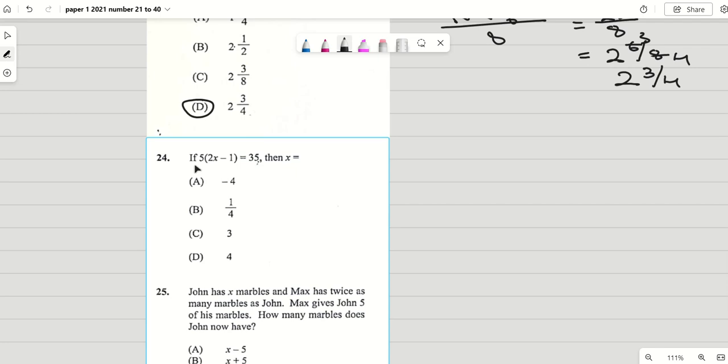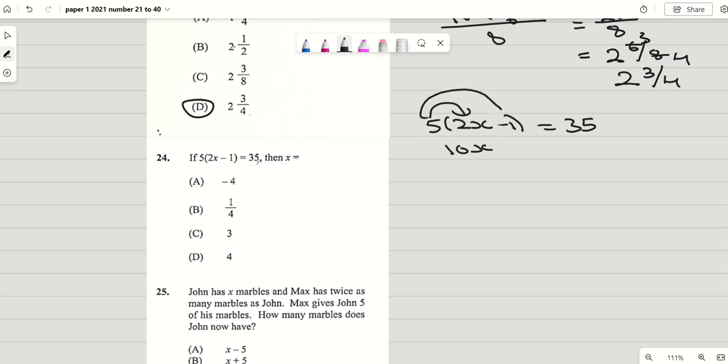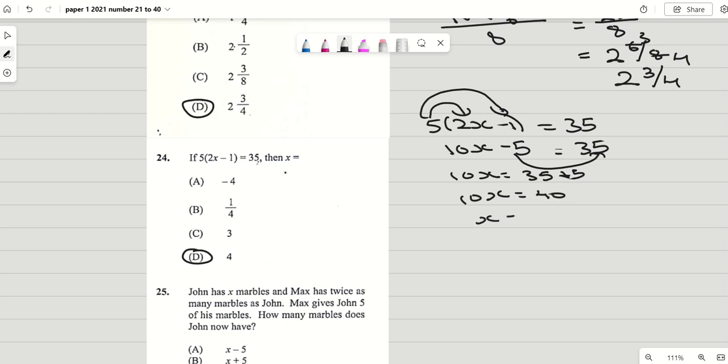Right, this question, here's a repeat question, right? But let's solve it. They said 5 by 2x minus 1 is equals to 35. Solve for x. So first off, 5 by 2 is 10x, and 5 by minus 1 is minus 5, is equals to 35. So first off, we're going to carry across negative 5. That is 10x is equals to 35 plus 5. So 10x is equals to 40. So x would be 40 divided by 10. So x is equals to 4.